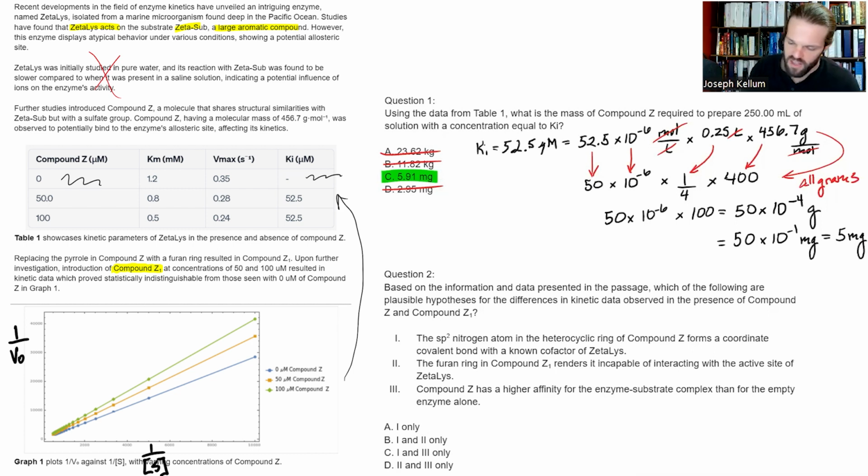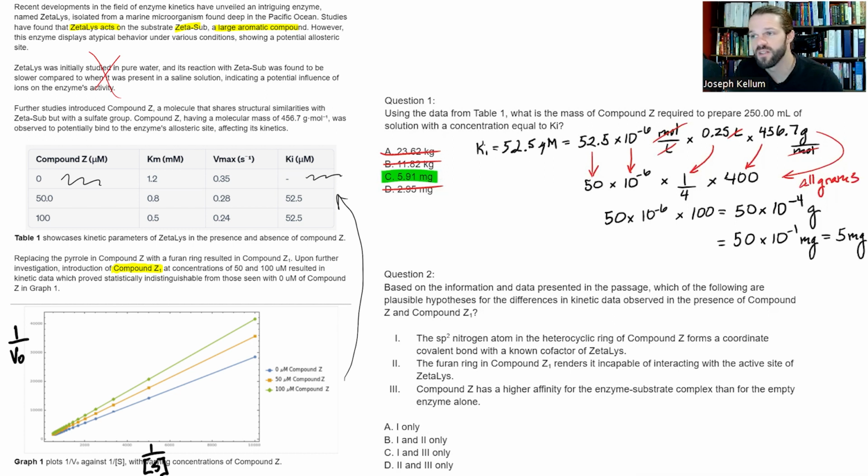So the chiral ring itself will frequently look like this, where it either has a lone pair here and bonds like that and that, or it'll have a hydrogen attached to that, and the bonds will be like here instead. So that is the chiral ring. So we know that the nitrogen is sp2 hybridized in the chiral ring. So we can say that that part of the question, the answer is right. But does that actually answer the question? The question again is asking about differences in kinetic data between the inhibitor and the not inhibitor, right? So it says the sp2 nitrogen in the heterocyclic ring of compound Z forms a coordinate covalent bond.